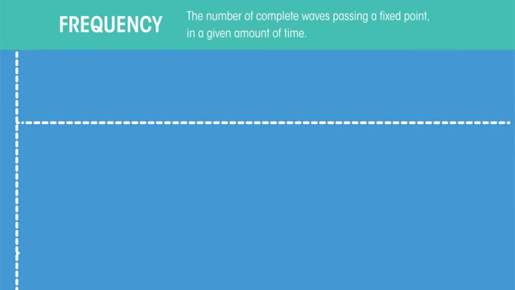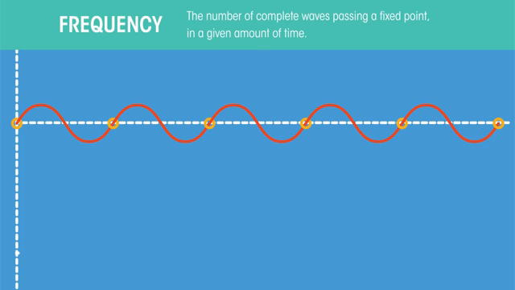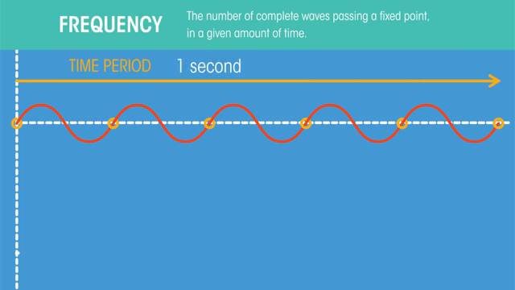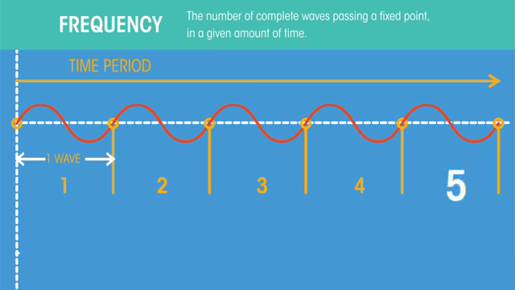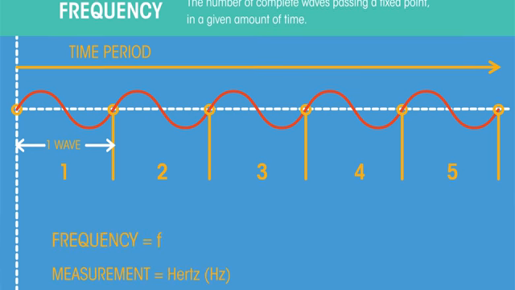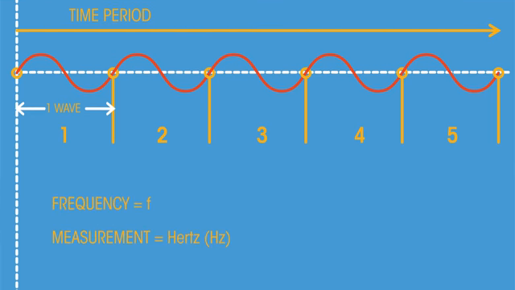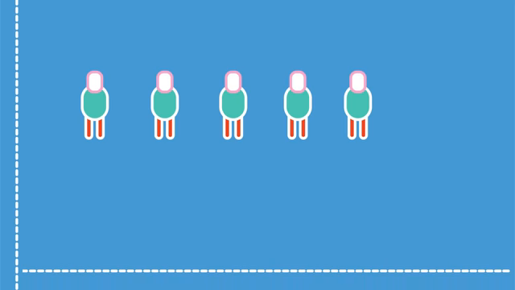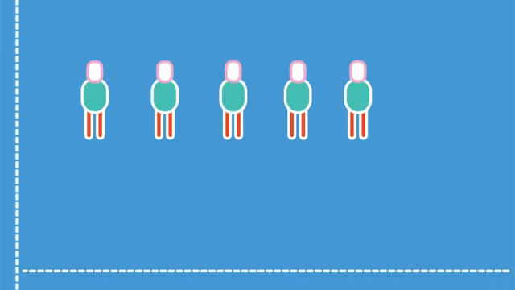The frequency of a wave is the number of complete waves passing a fixed point in a given amount of time. This time period is usually 1 second. This is what one complete wave looks like. So if this was our time period, the frequency would be 5. Frequency is given the symbol F and is measured in units called hertz. Hertz measure how many complete cycles per second. So how many people in our Mexican wave stand up every second.